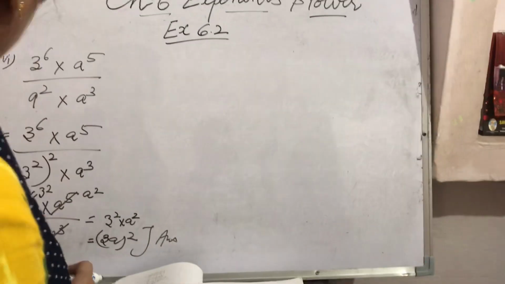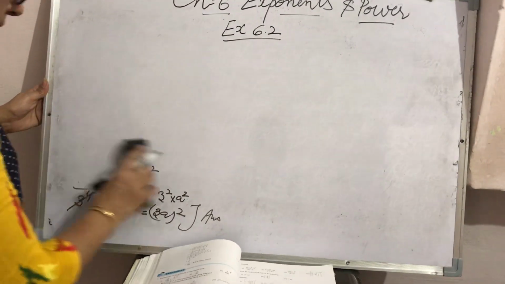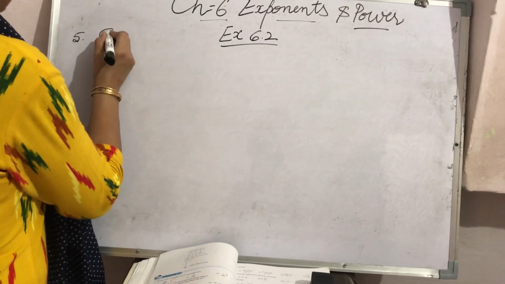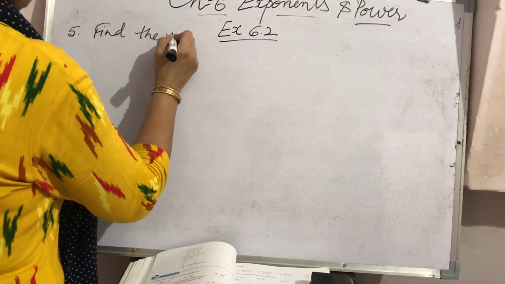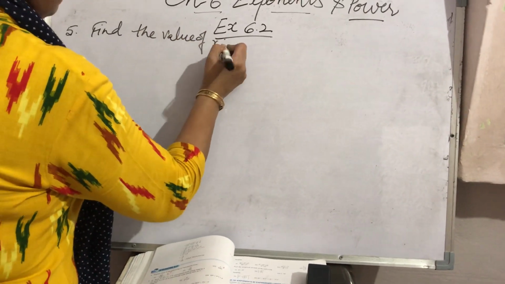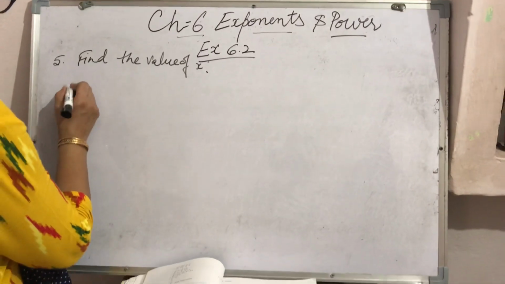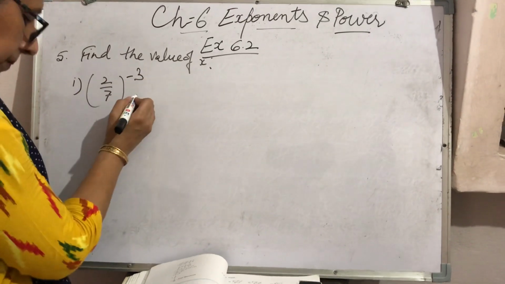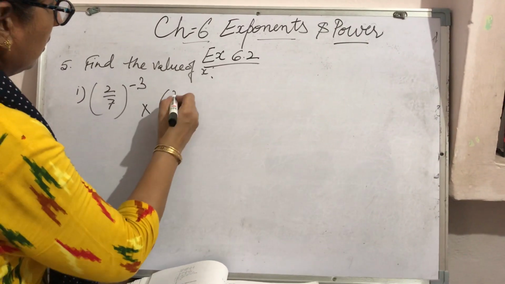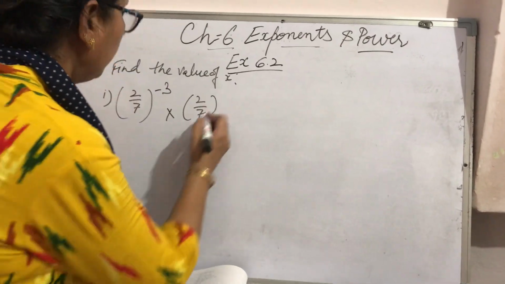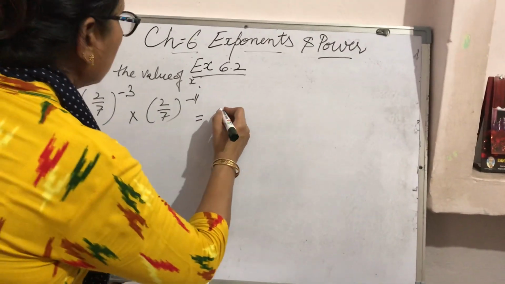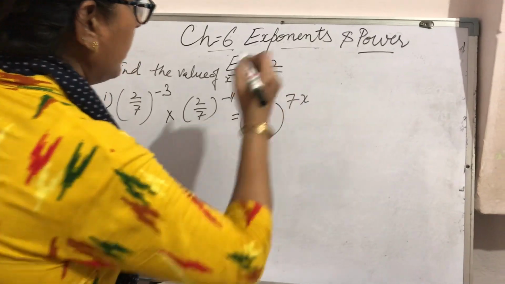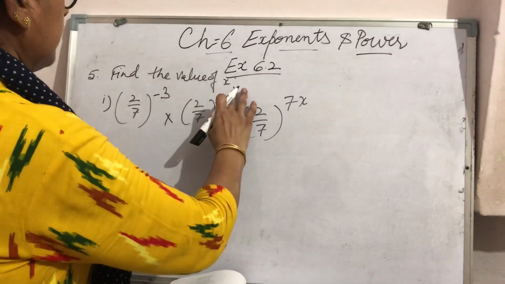Now question number 5. Fifth question, find the value of x. First part: 2 by 7 raised to power minus 3, multiply 2 by 7 raised to power minus 11, equal to 2 by 7 raised to power 7x. We have to find the value of x.